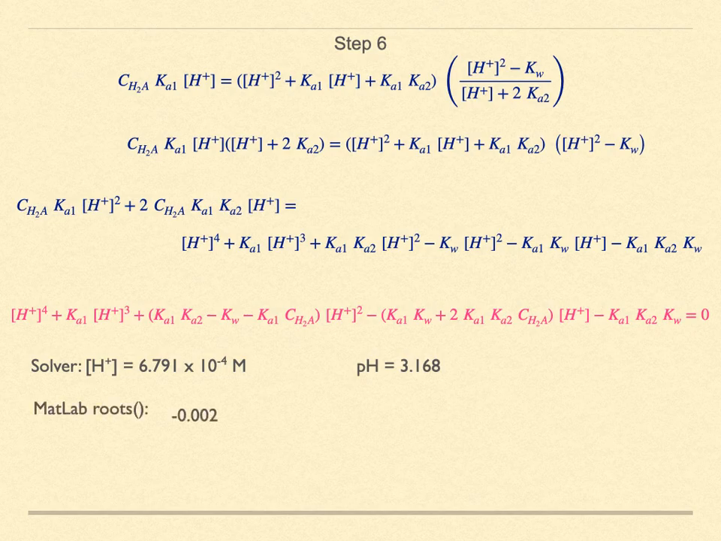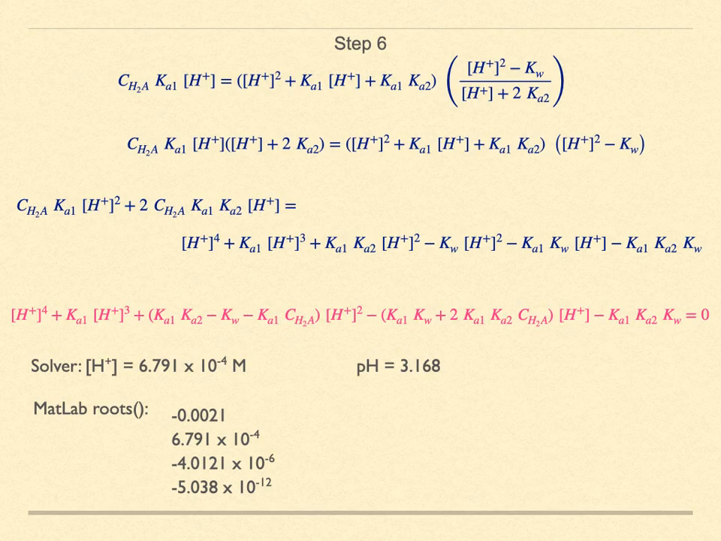I ran this in MATLAB, which gave all 4 roots. Here they are. Now note that the other 3 roots are all negative, which makes no sense for a concentration. The other root is the same found by Solver. We can be confident that the pH of a 1 millimolar solution of malonic acid is 3.168. And yes, this is admittedly working under the approximation of having set all activity coefficients to 1.